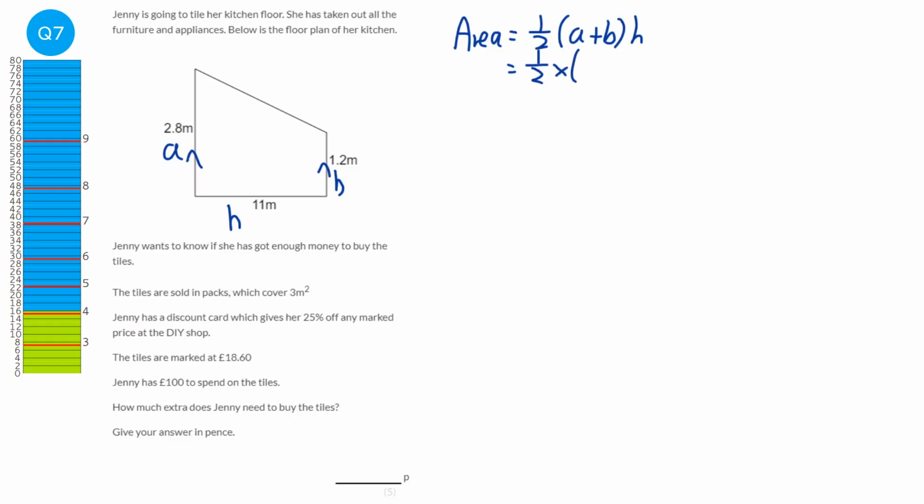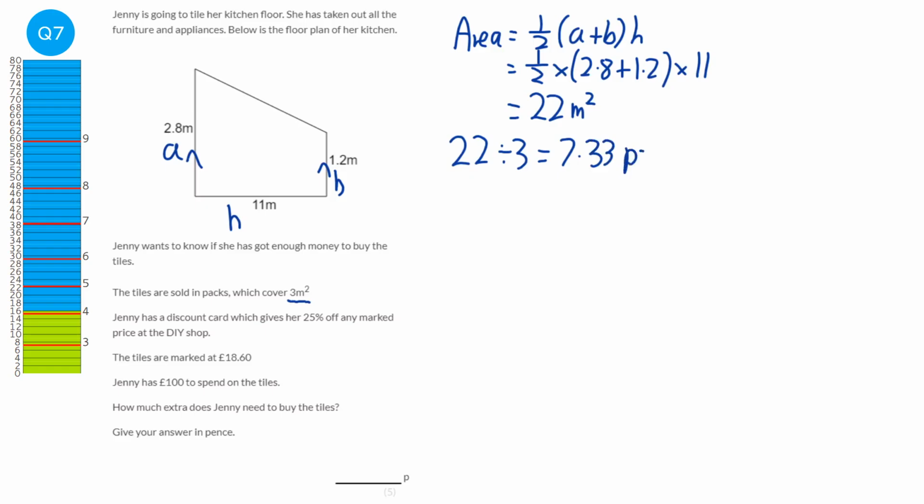So half times (2.8 plus 1.2) times 11. And when we do that, we get 22. So the area of the floor is 22 meters squared. And it says here that the tiles are sold in packs which cover 3 meters squared. So if each pack covers 3 meters squared, we're going to do 22 divided by 3, which will be 7.33 packs that we need. Now obviously you can't get 0.33 of a pack, so we're going to have to get 8 packs and just have some left over. So we'll need 8 packs in total.